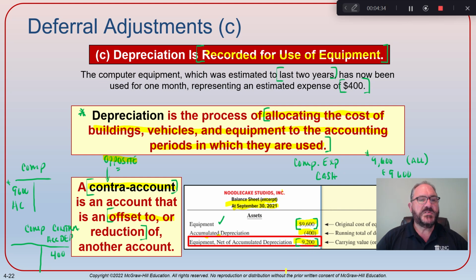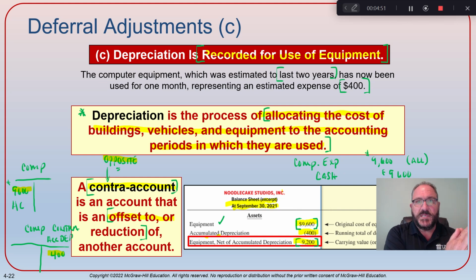Okay? So notice what happens here. Here's our computer. And here's our contra asset accumulated depreciation, $400. By the way, when you hear contra asset, if an asset increases with a debit, asset increases with a debit.